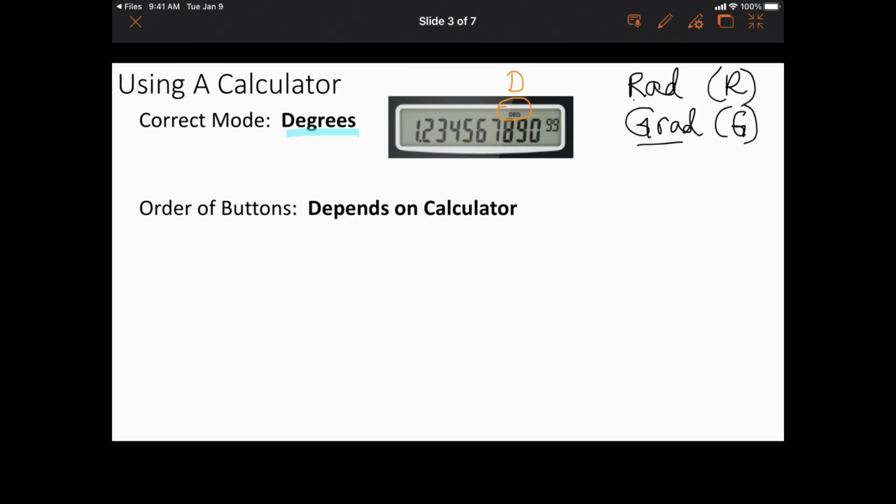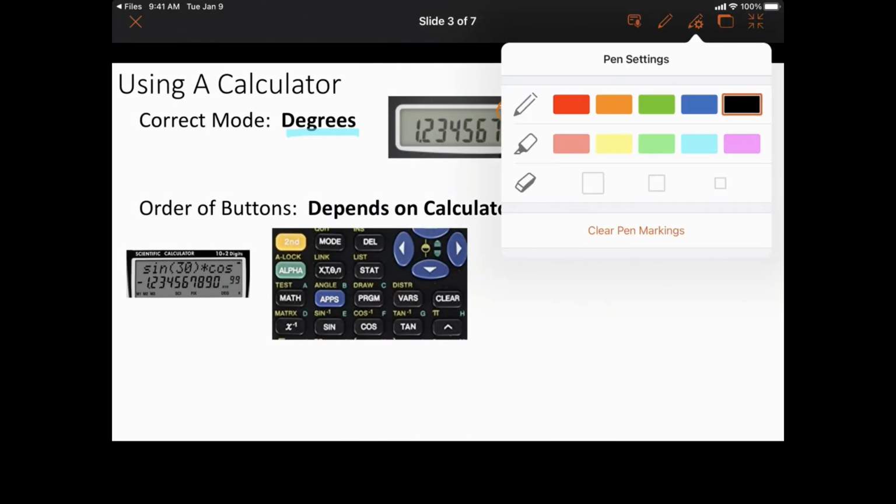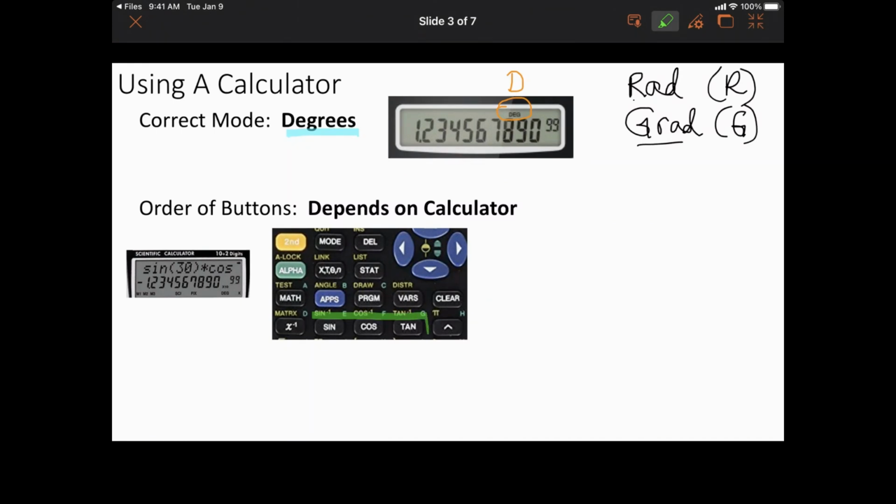The order of buttons that you're going to press depends on your calculator. We are going to be using these three buttons, and you can use a scientific calculator or graphing calculator. The simple calculators, with just 1 through 9, add, subtract, multiply, and divide, won't have sine, cosine, tangent on them. If when you hit these buttons, sine, cosine, or tangent, the actual word pops up, it says sine, that means you hit this button first, then you type the numbers.